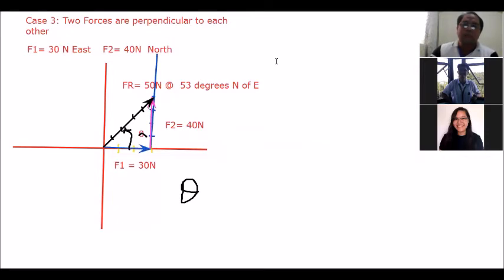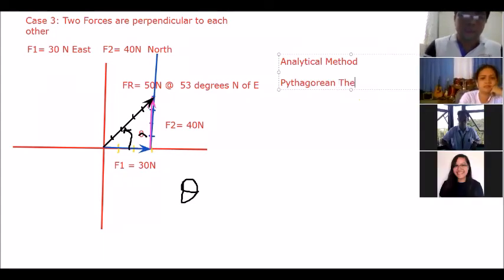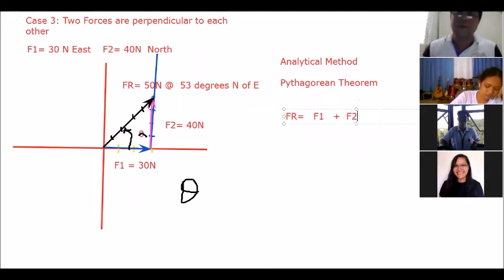So what about our analytical method? Again, our analytical method involves, since that's a right triangle, the Pythagorean Theorem. I think you can recall your Pythagorean Theorem now. And this one will obviously be equal to FR, which is, first you'll have the square of F1 plus the square of your F sub 2.